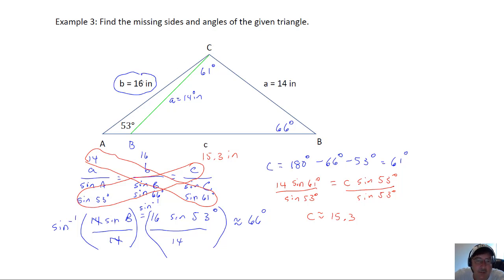AC, which is side B, is 16 inches. Angle A here is 53 degrees. And the A side we just folded in is now over here in terms of a green angle. Now, in an isosceles triangle, you should realize, and if you don't, that since these two sides are the same, these two base angles here are going to be the same.